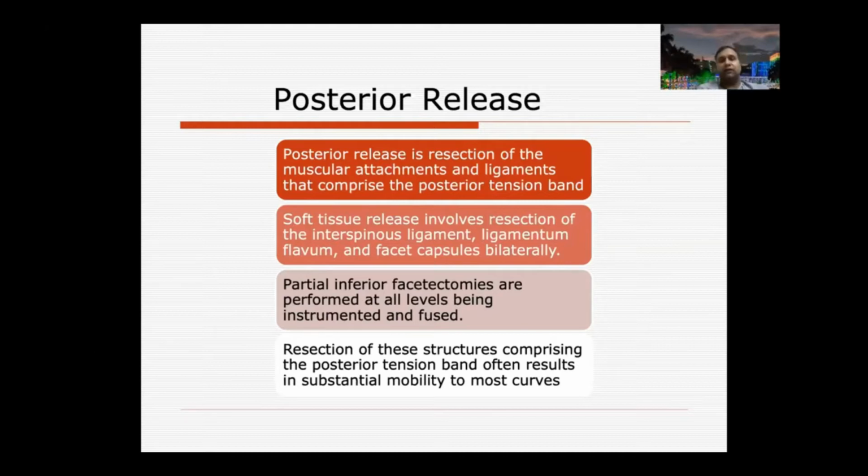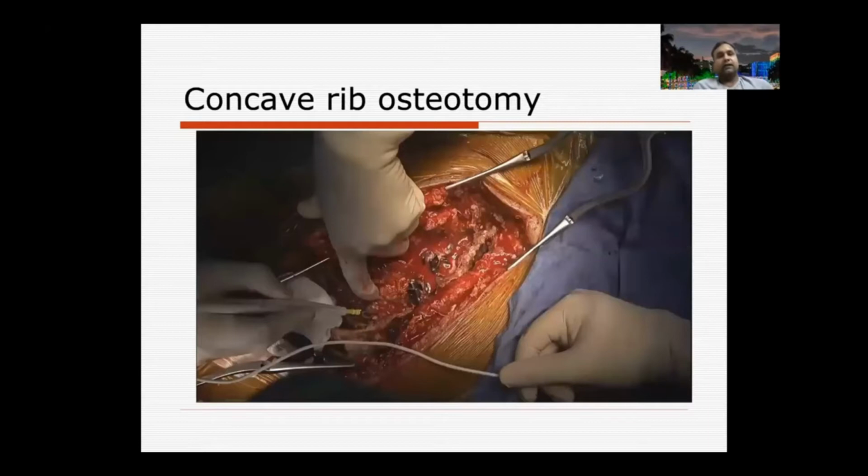When I'm talking about the release of the muscular attachments and ligaments, I usually go for a thorough release. That means that I completely denude the transverse process. I completely cut the capsule between the transverse process and the rib head. So everything has to be done thoroughly.